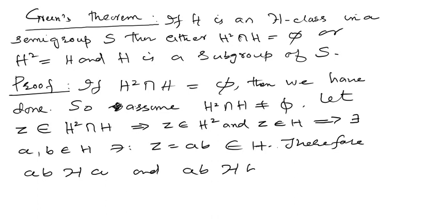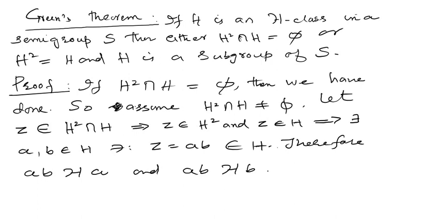Do you understand this point that I have written here? Because A is in H, AB is in H, so they are in the same H class, so it means that AB and A are H related. And AB and B are also in the same H class, so they are also H related.